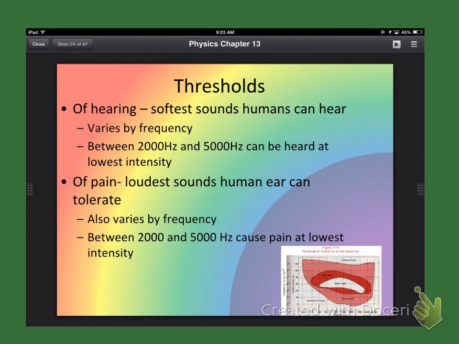There are a couple thresholds in this chart, and this chart is reproduced in your book. Thresholds of hearing. So the volume or the intensity of sound that you can hear depends on frequency. And there are some things that we can hear at very, very low intensity, so very quiet. That would be where human speech exists. We can hear other humans whispering.